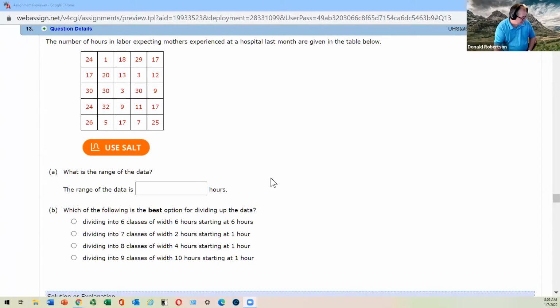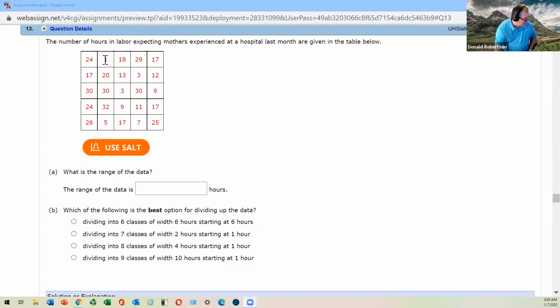First question. Here is a table with the number of hours in labour expecting mums experienced at a hospital last month. What a poor woman. That poor woman there spent 24 hours in labour, but there's some with 30. So the first question they ask you is, what's the range of the data? Remember, that's the difference between the biggest and smallest number.